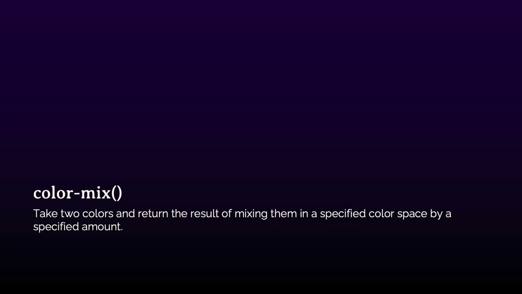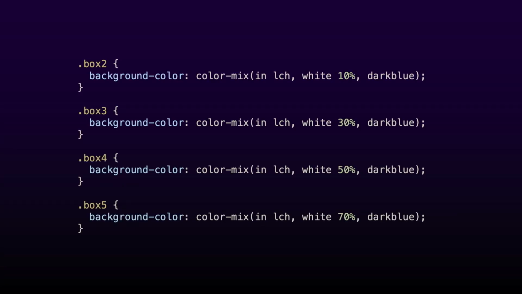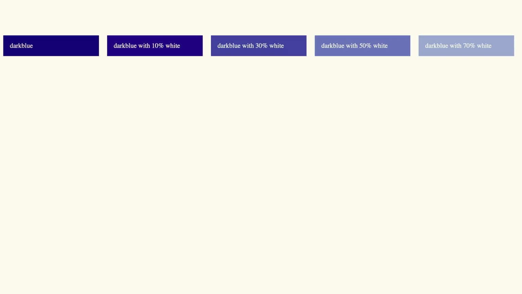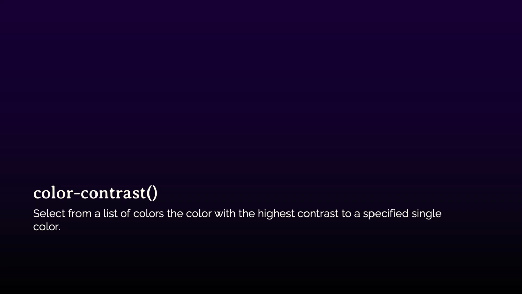We've got color-mix, and that takes two colors and returns the result of mixing them in a specified color space by a specified amount. So here, what I'm doing is mixing increasing amounts of white into dark blue using LCH. Now, at the moment, this only works in Safari, and you need to toggle a flag to see it. But if you have a look in Safari, you can see you get this sort of effect. So I think that's going to be just really nice. Being able to mix colors dynamically, very, very useful.